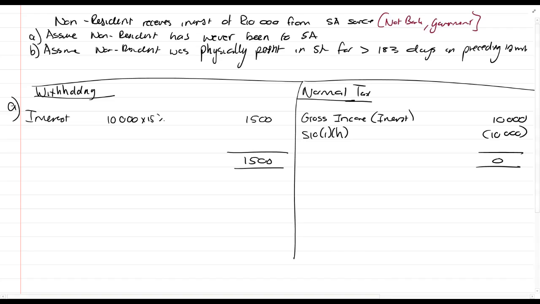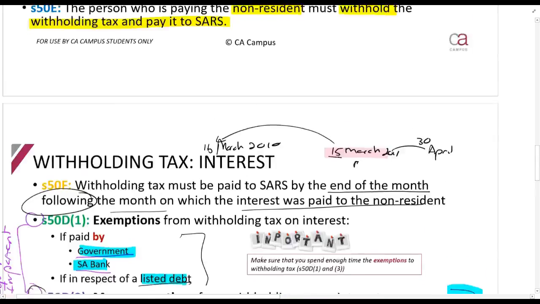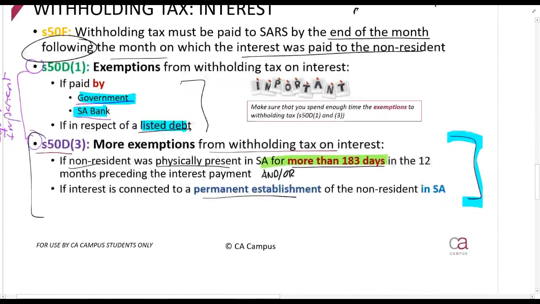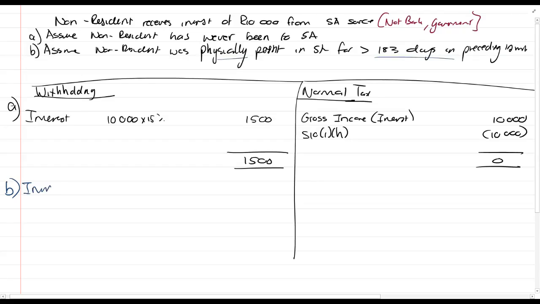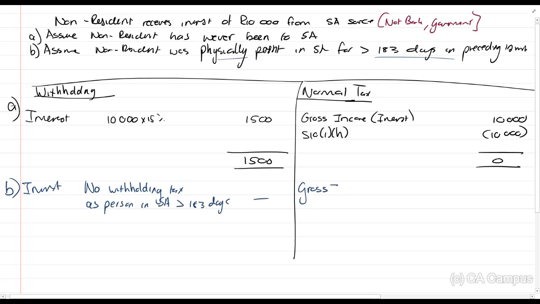All right, now look at what happens in B. In B, the person was physically present in South Africa for more than 183 days. So let's go up to withholding tax. It says there must be withholding tax unless the person was in South Africa for more than 183 days. So what does that mean? Interest here: there's no withholding tax as the person was in SA more than 183 days. So nothing. There's still gross income. Why? Because it's from a South African source. 10,000 rands.